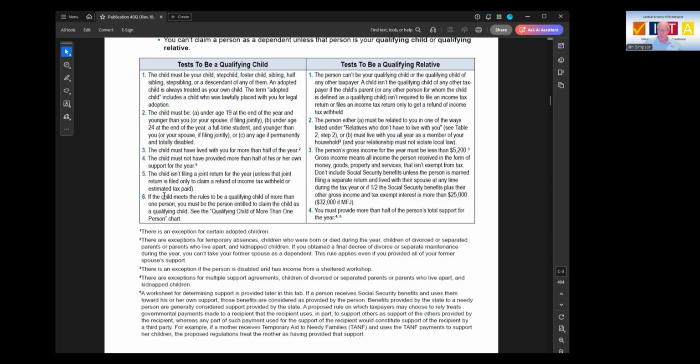Now, number 6 says the child, okay, oh boy, yeah, this is important. If the child meets the rules to be a qualified child of more than one person, you must be entitled to claim the child as a qualifying child. It says see qualifying child of more than one person chart. There's a chart, and we're going to go down through that in a minute, because one of your test questions will require you to look at that. Okay.